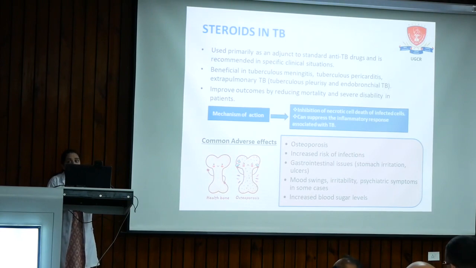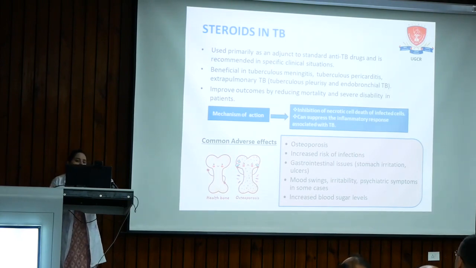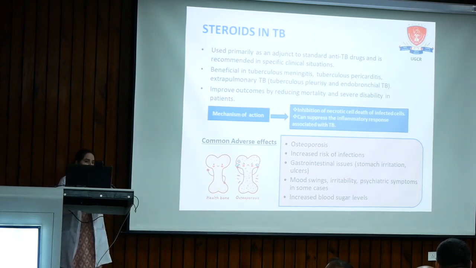Role of steroids in tuberculosis. Corticosteroids are usually not used in TB patients. However, they may be used under specific clinical situations like tubercular meningitis, tubercular pericarditis, and extrapulmonary TB. In AIDS patients with severe manifestations of TB, these are also used.